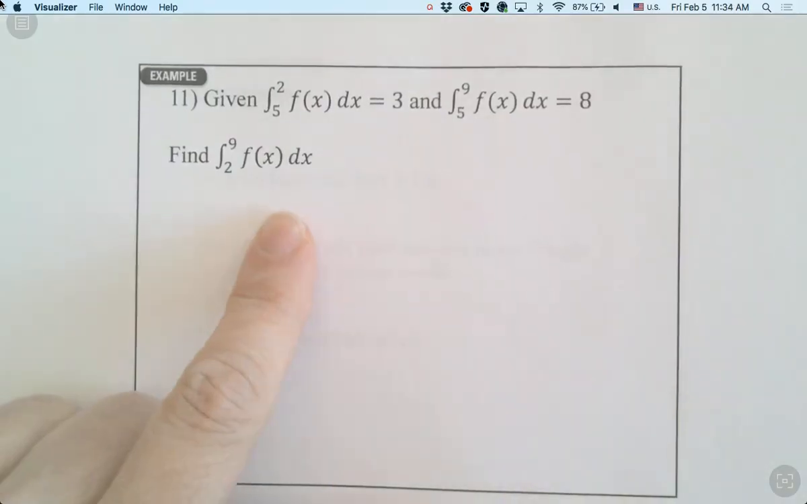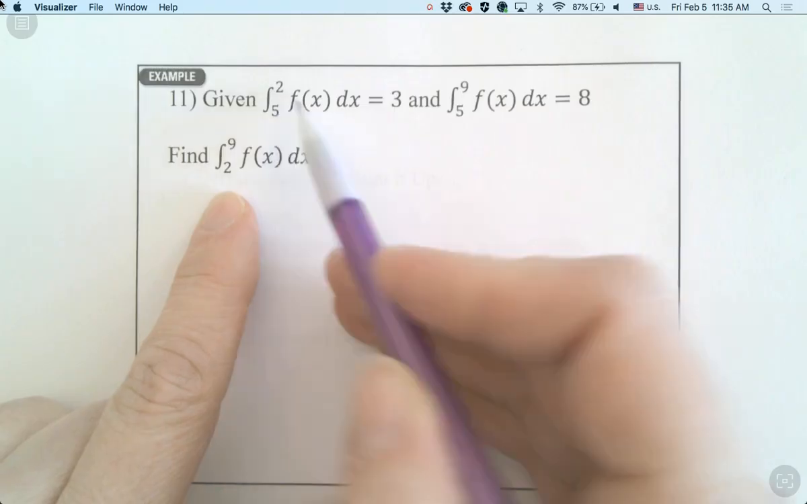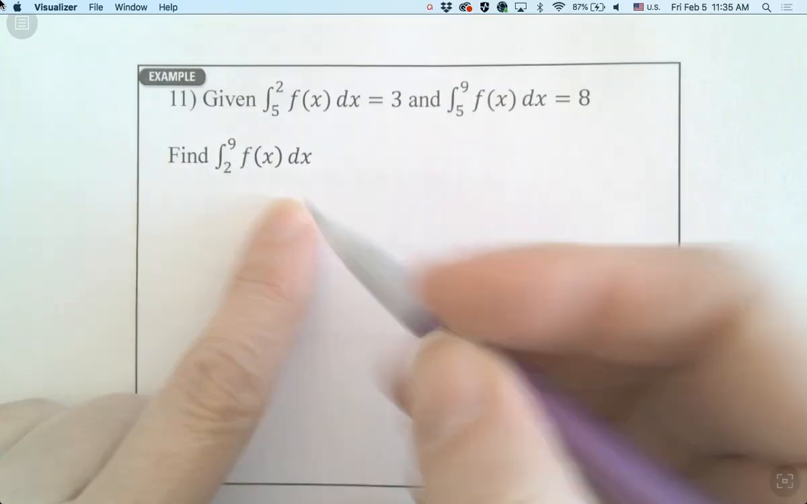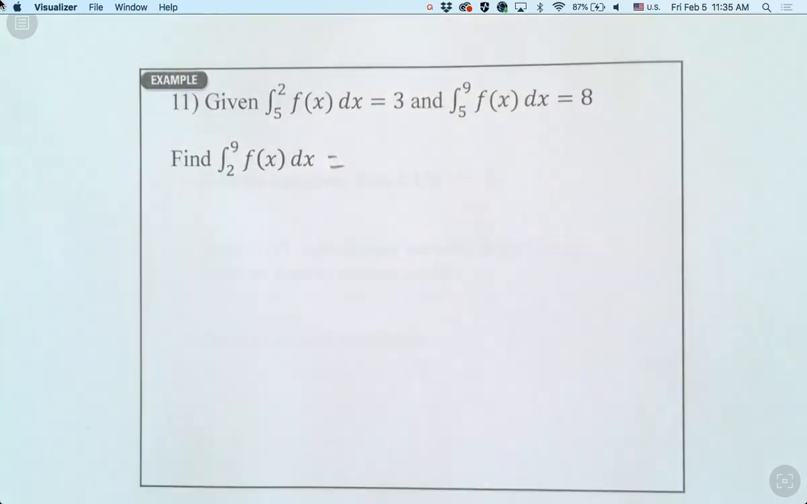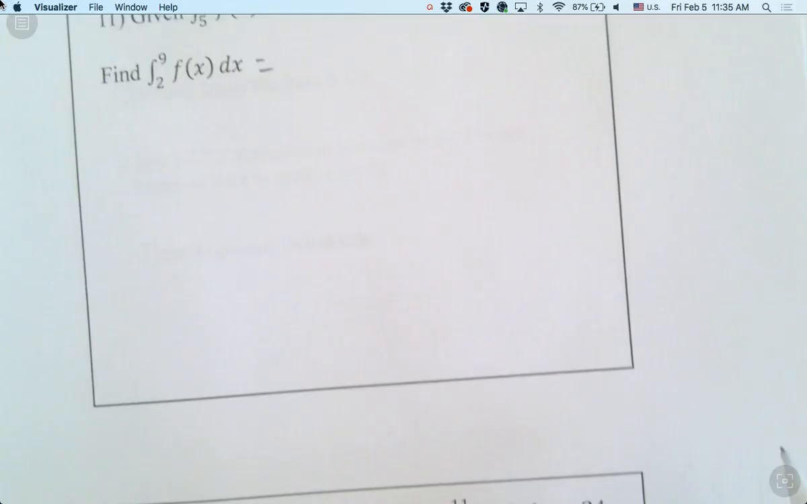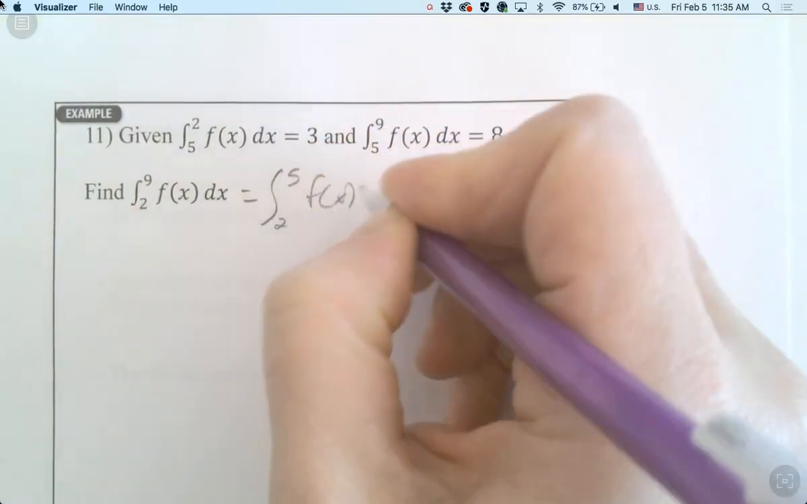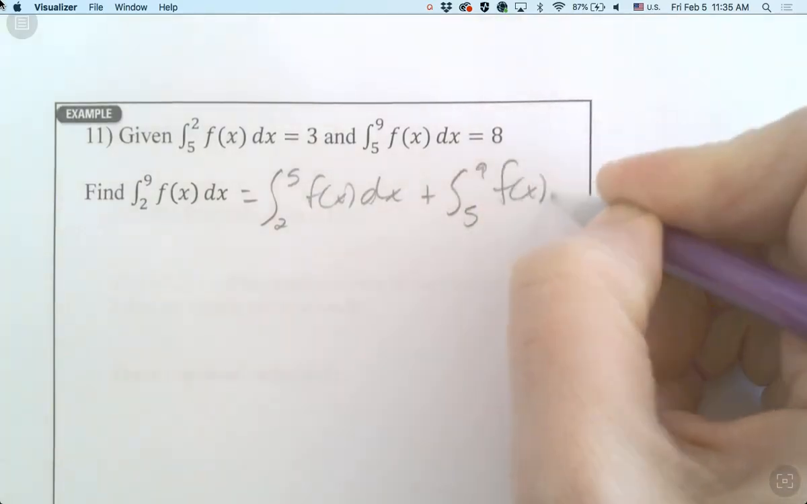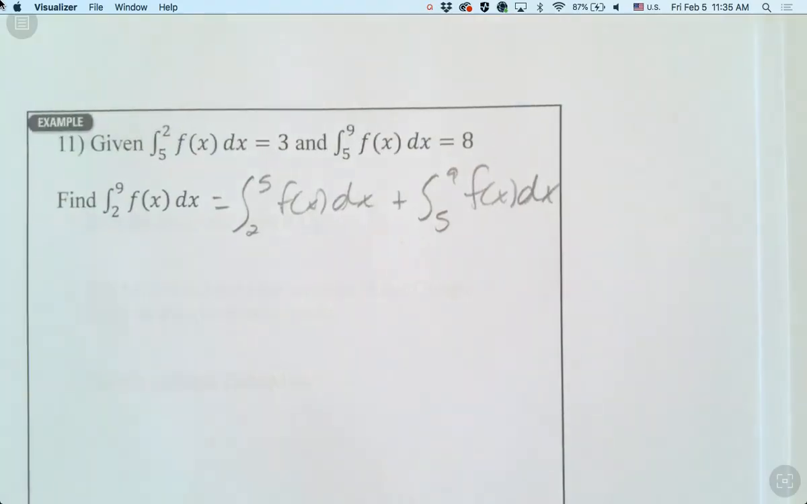All right, so when I look at this one, I see that I have information about going from 5 to 2, and I have information about going from 5 to 9, but I want to go from 2 to 9. So what I can do is say, well, why don't I break that up using that first property, using the additive interval property, and I can say, well, I can go from 2 to 5 of f of x dx, and then go from 5 to 9 of f of x dx, and that will give me the area from 2 to 9, yes?